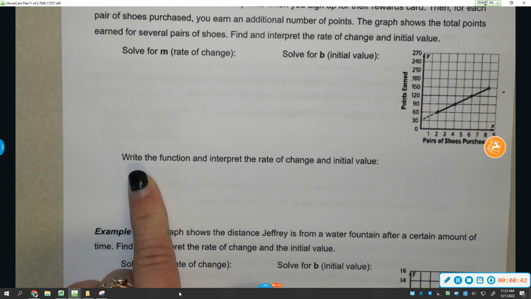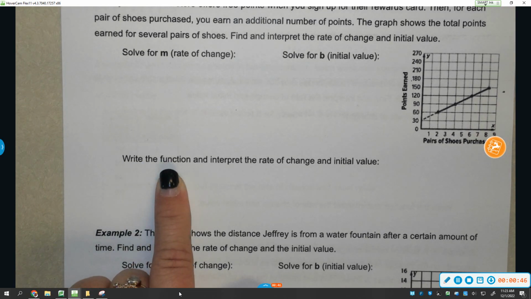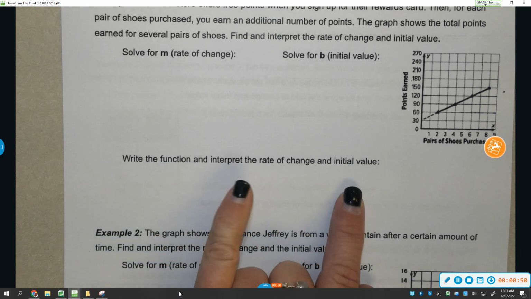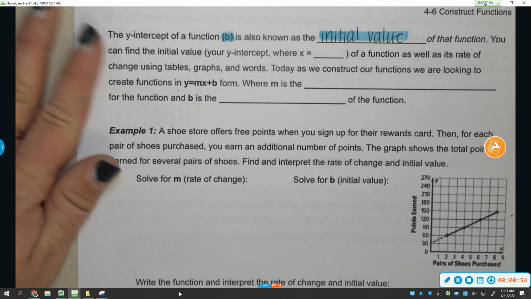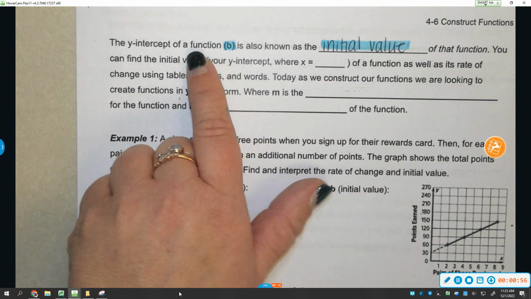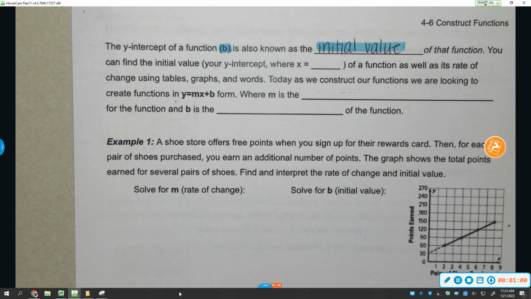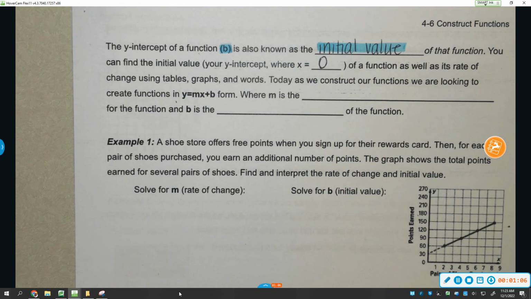So really quickly, I'm going to look down here. With every single problem today and on your homework, it will say, write the function and interpret the rate of change and initial value. So your rate of change and initial value go along with your function, okay? And the initial value is your b. You can find your initial value when your y-intercept is where x equals 0.